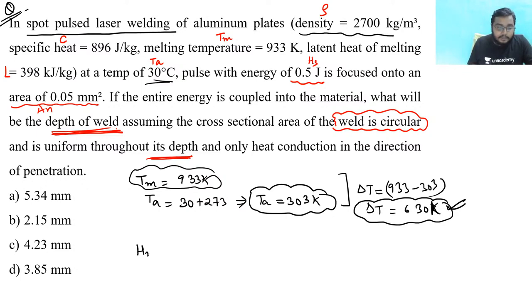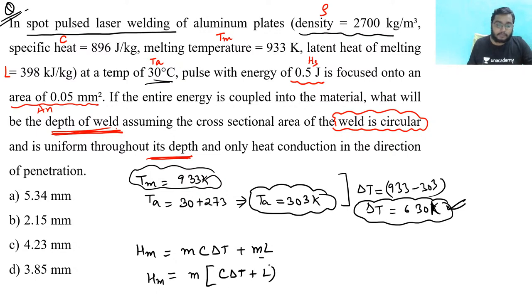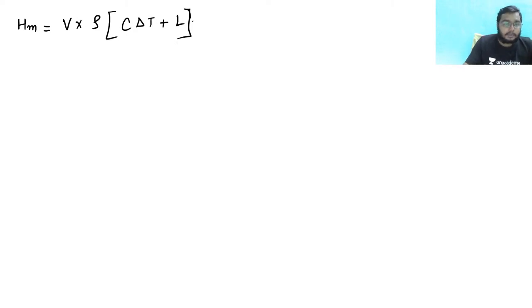How can you find the HM? Can you tell me how you can find the HM? See, you can find the HM as MC delta T plus ML. In this case, it has been given that L, C, delta T, everything is given. So you can substitute, the HM would be M C delta T plus L. And what is this mass? Mass is density into volume, clear. So mass would be density into volume, so HM is volume into density, which is given, into C delta T plus L. And suppose like this, okay, so this is the equation. So what is the volume? Can you say volume of the nugget?